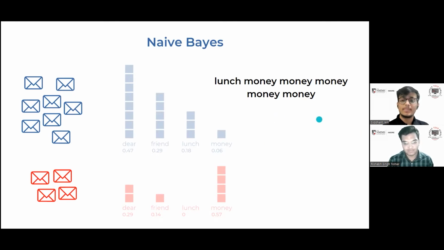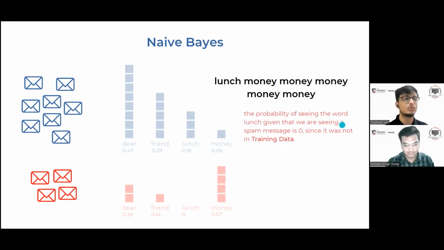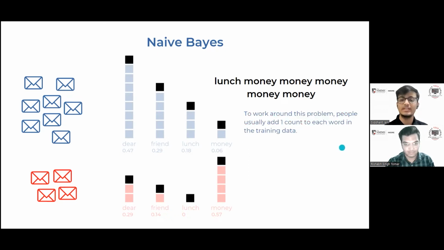But there's a catch. This message contains the word lunch, and the probability of seeing the word lunch, given that we are seeing a spam message, is 0, since it was not in the training data. Now, it doesn't matter what the probability is that we see money given that the message is spam, because anything multiplied by zero is zero. In other words, if a message contains the word lunch, it will not be classified as spam. That means that we will always classify the message containing lunch as a normal message. To work around this problem, people usually add one count to each word in the training data.